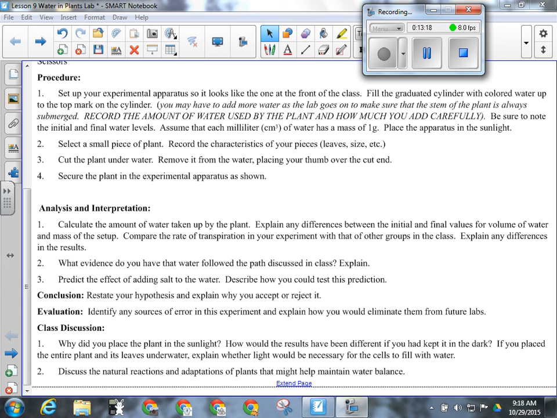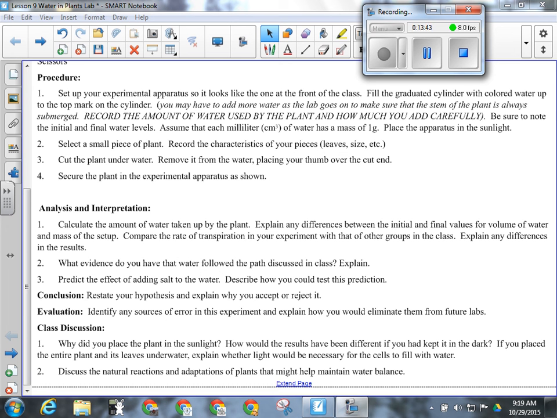Okay, just before we go over to the lab here, I just want to quickly talk about the analysis, which obviously you won't be doing until next week. So the analysis questions that we need to answer here, we need to calculate the amount of water taken up by the plant. That's basically initial volume minus final volume. It's not difficult. Then you need to explain any differences. They're going to be small. The plants don't typically move a lot of water, but it's enough to be measurable most of the time.